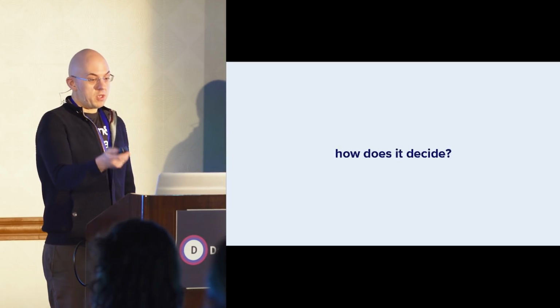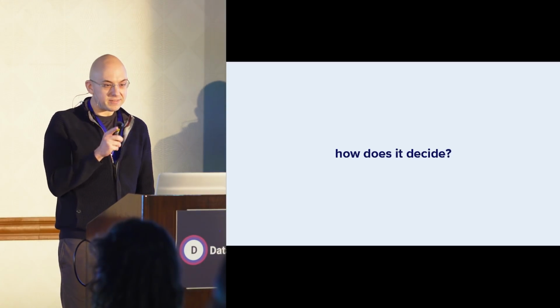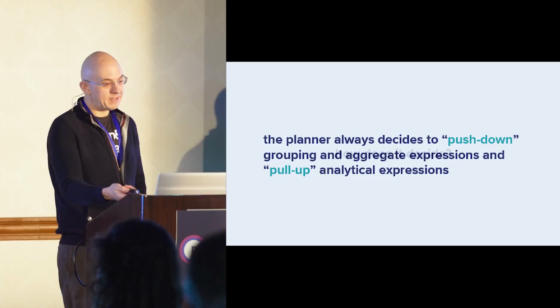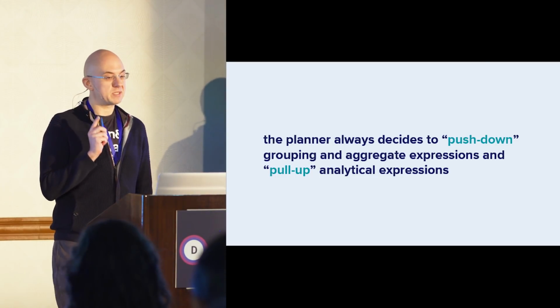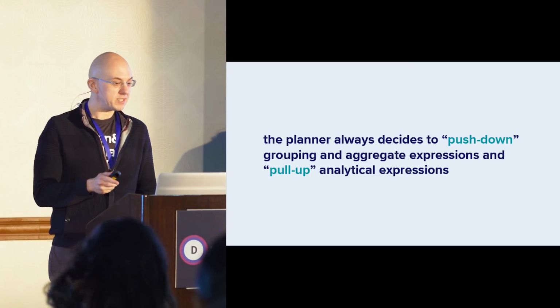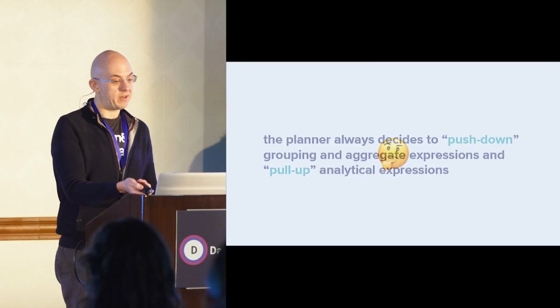So how does it decide what to do in the database and what to do on the client side? Well, it has a pretty simple rule, which is the planner always decides to push down grouping and aggregate expressions and always pull up analytical expressions. And we're going to go through an example of that.